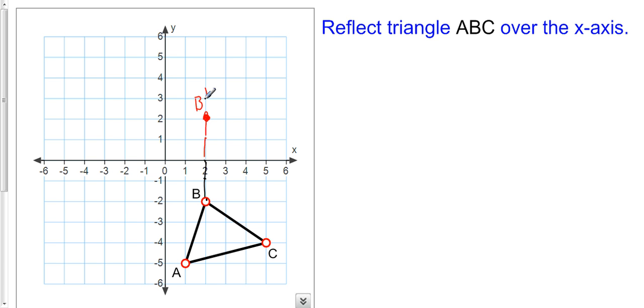Now I can do the same thing for A and C. Count 1, 2, 3, 4, 5. 1, 2, 3, 4, 5. So this should be my new A prime. And for point C, 1, 2, 3, 4. 1, 2, 3, 4. Here's my new C prime. And then I simply have to connect the dots.